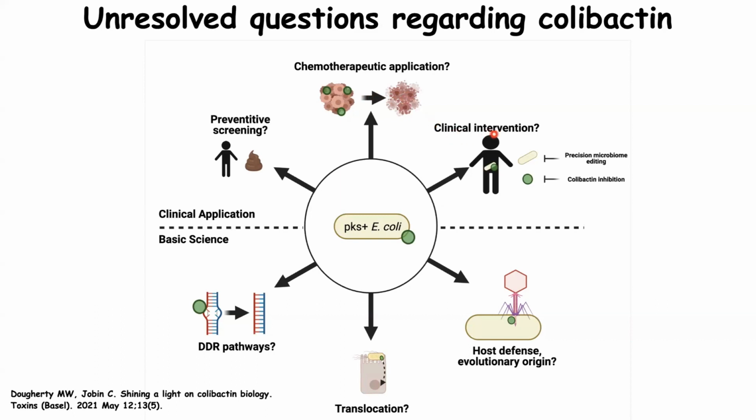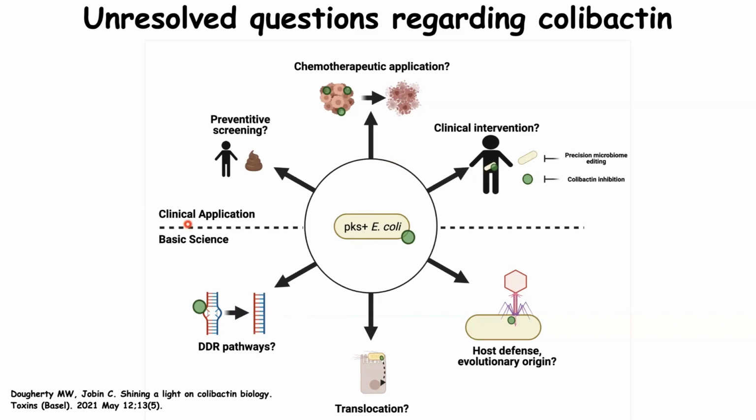The other thing is clinical intervention. Should we delete this E. coli PKS by using precision microbiome editing, for example? I mean bacteriophage that are specific to this type of E. coli to eliminate a risk factor, or a synthesized inhibitor of colibactin, which has already been done and works in preclinical models. So this is the clinical side.